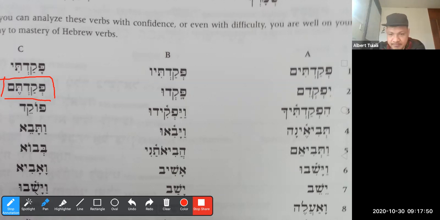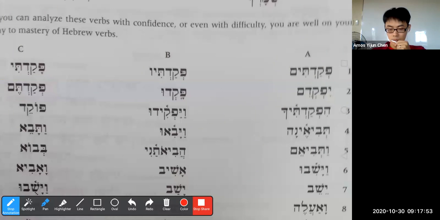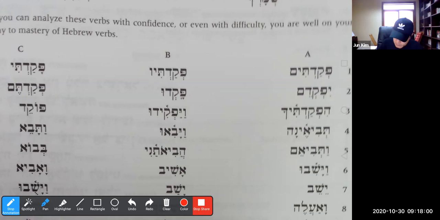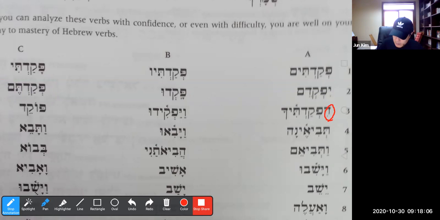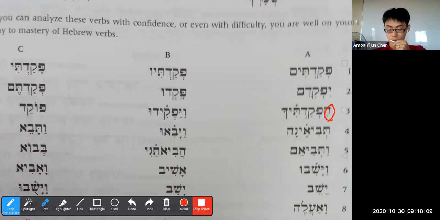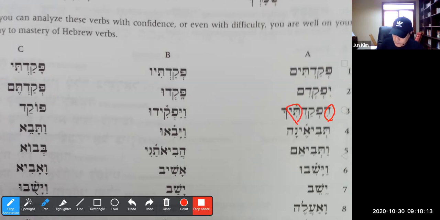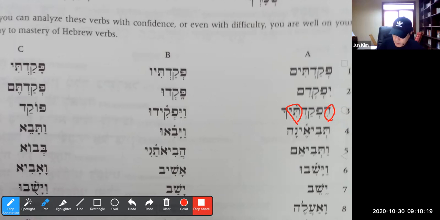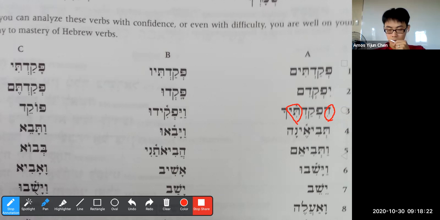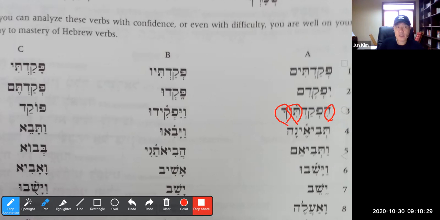Amos. Next, A3: root pakat, stem hifil. Form, this is affix. Why? There's no prefix, and there is a T-like ending. Right. Good job. And the PGN is 1C singular. Special feature, it is ka pronominal suffix, meaning I appointed you. Right. So ka, what is the special PGN? Second masculine singular. Good job, Amos.